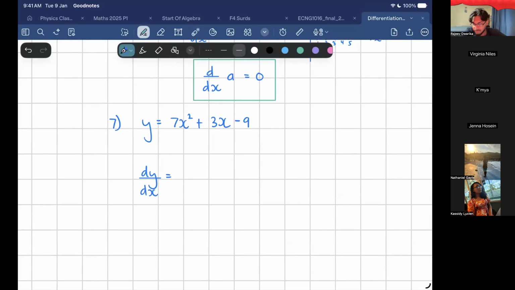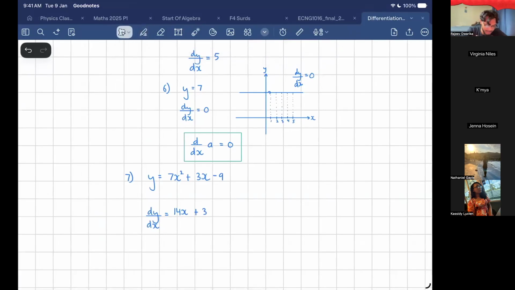Okay, well, you have to multiply the power by 7, so 14x, because you also minus 1 from 2. And you can just put 3, because when you differentiate anything like that, it's just 3. And there's no rate of change for a constant, so plus 0. So just leave the function as 14x plus 3. How are we feeling about that, guys? Easy or hard? Easy.